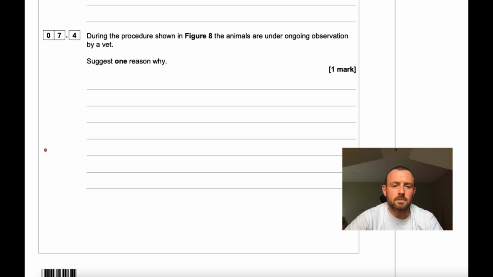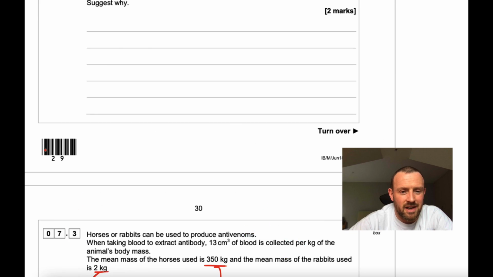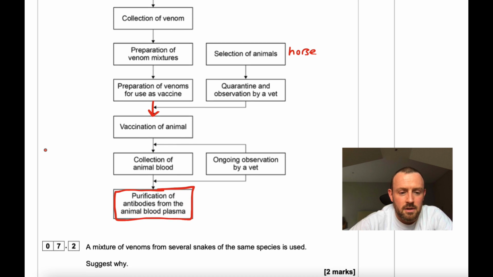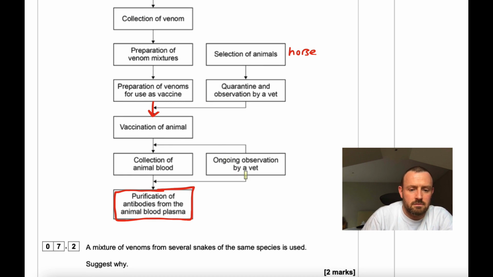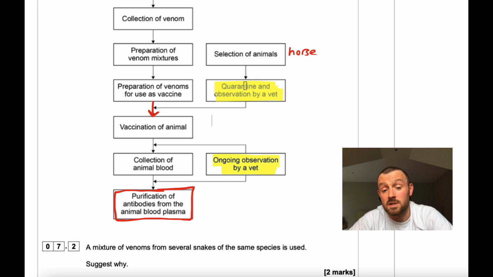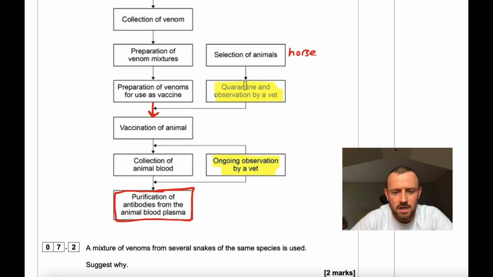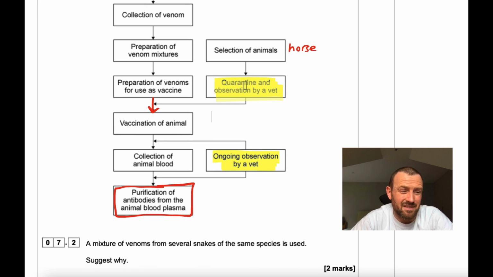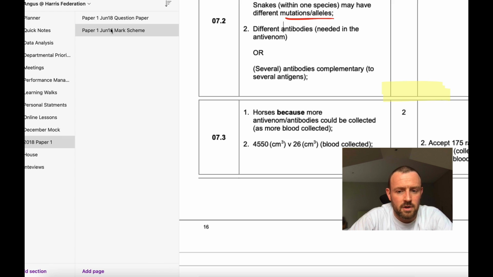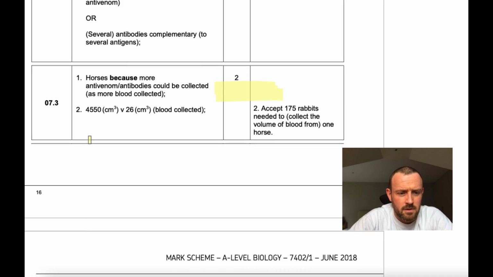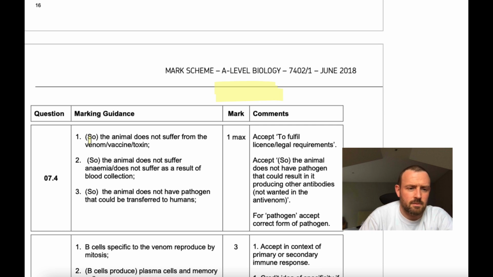7.4, during the procedure shown in figure 8, the animals are undergoing observation by a vet. Suggest the reason why. Well, you don't want them to die, basically. So this is kind of an ethical thing. Yeah, this bit, and also this bit. You want to make sure that the horses or the rabbits are not under any duress. So it's kind of an ethical issue. Then there's no harm coming to them.